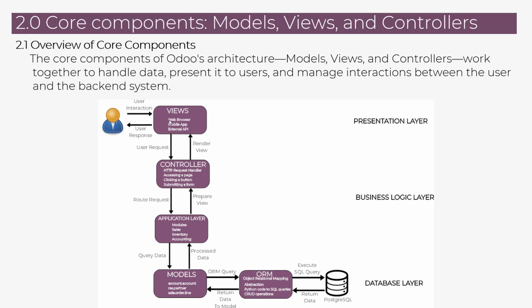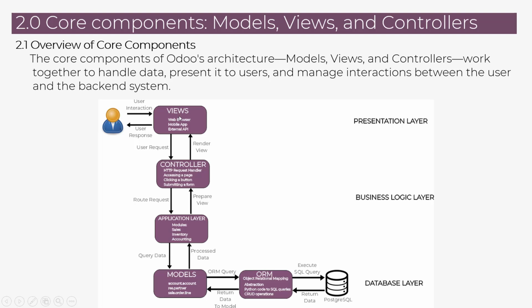So overview of core components. So the core components of Odoo's architecture are the models, views, and controllers. They work together to handle data, present it to users, and manage interactions between the user and the backend system. So all this is also tied to the architecture we covered in our last video, from the presentation layer to the application layer, or the business logic layer, and the database layer.